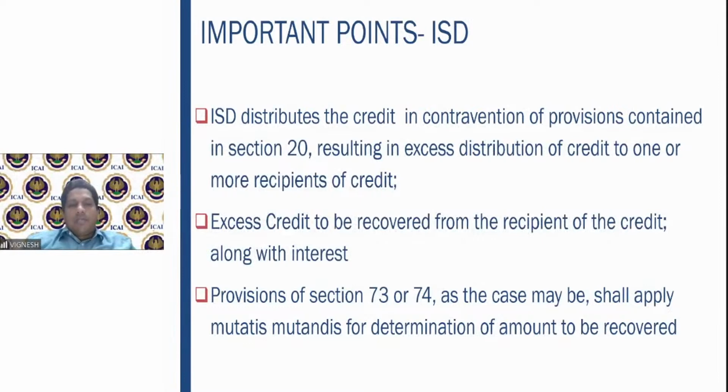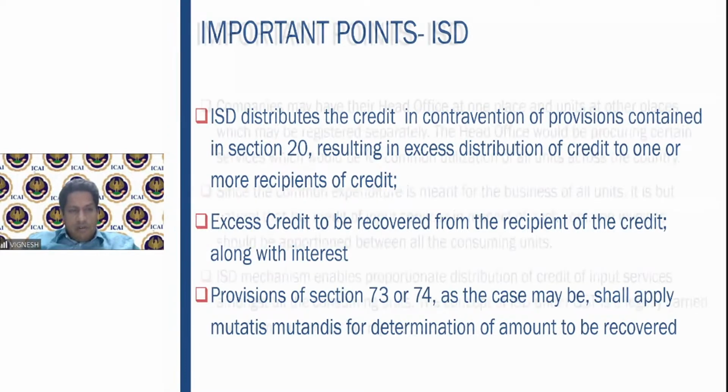Sometimes what happens? If the input service distributor distributes the credit in contravention of the provisions contained in section 20, which results in excess distribution of credit to one or more recipients of credit, in that case the excess credit is to be recovered from the recipient of the credit along with interest. So whenever more credit is distributed than is available, the excess credit is to be recovered from the recipient along with the interest. And for determination of the amount to be recovered, the provisions of section 73 or 74 will be applicable.